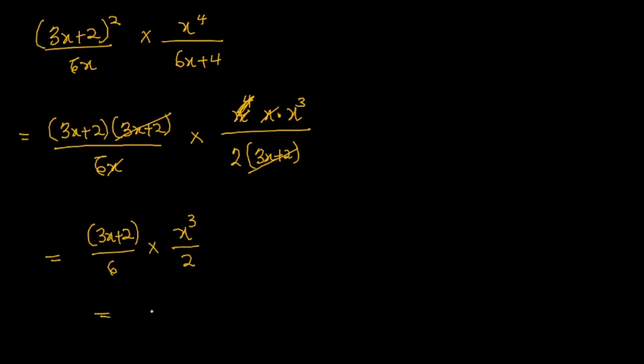So my final answer will now be x cubed multiplied by (3x plus 2) all on 6 multiplied by 2, which will give me 12. So this becomes my answer for the last expression.